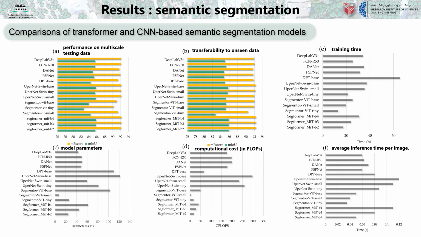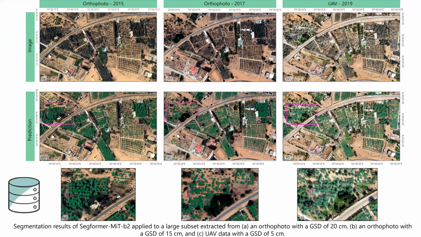This image shows the result of instance segmentation on different image tiles on a large dataset. So in the end, we want to create a database for date palm trees from multi-date data.